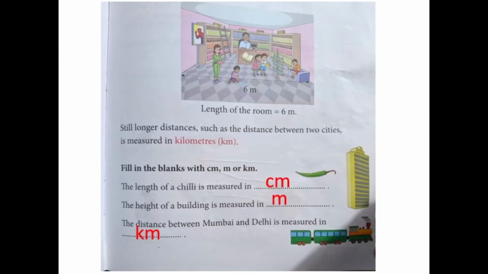Now let us do this exercise. Fill in the blanks with centimeter, meter, or kilometer. First one, the length of a chilli is measured in dash. Yes, centimeter is used to measure the length of a chilli. Second one, the height of a building is measured in dash. Yes, meter is used to measure the height of a building. Third one, the distance between Mumbai and Delhi is measured in dash. Yes, kilometer is used to measure the distance between Mumbai and Delhi.